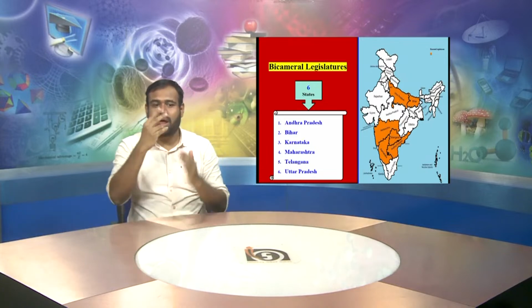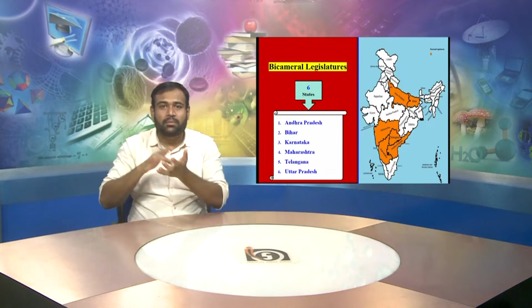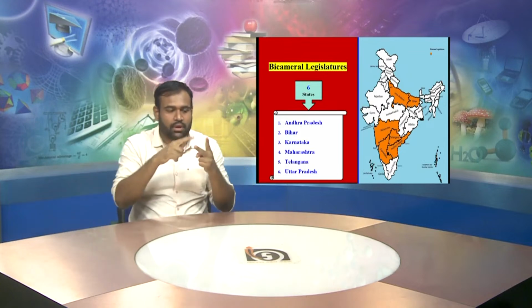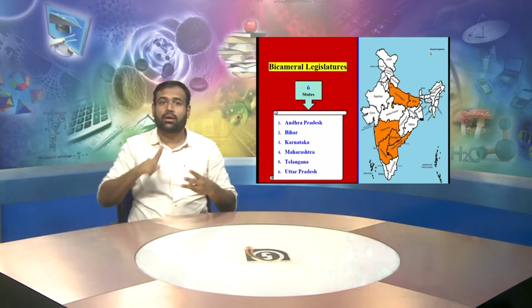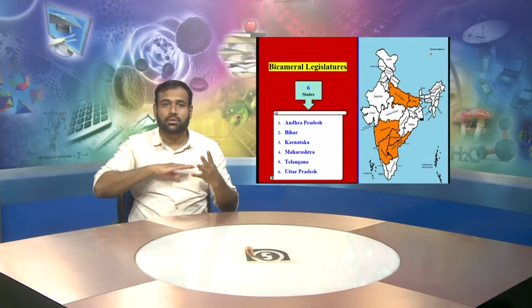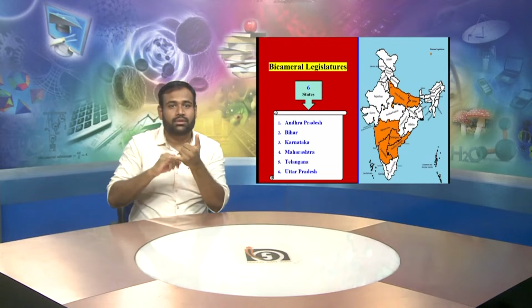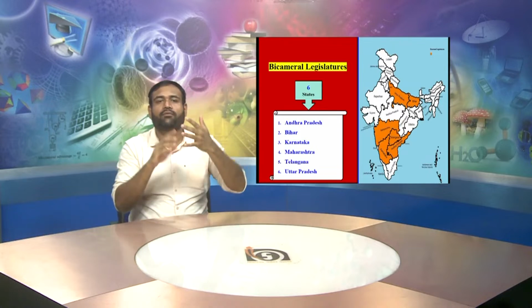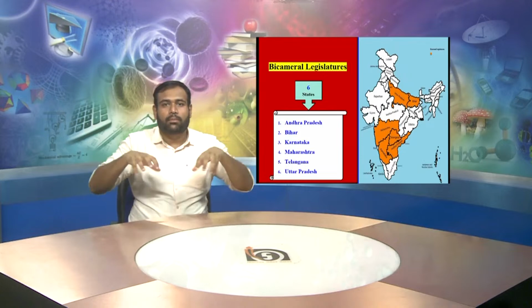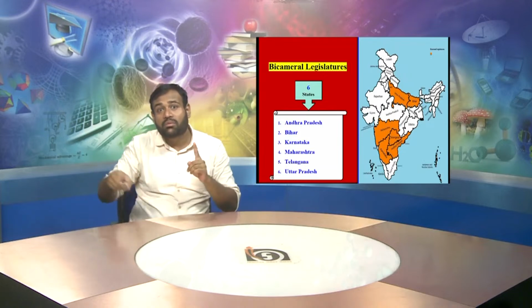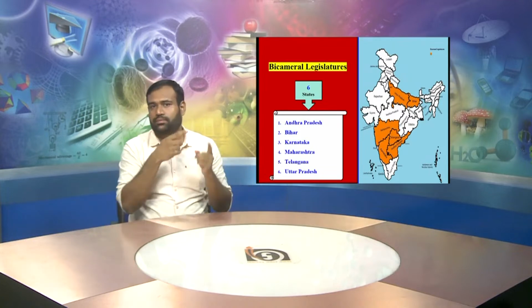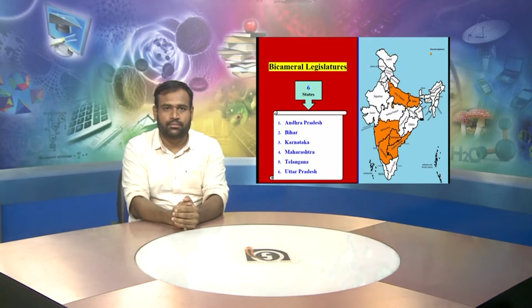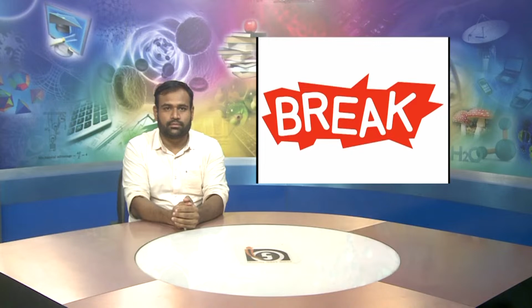We already discussed the bicameral legislature. We know that we have 6 states. You can see the names of those 6 states. They all have bicameral legislatures. Andhra Pradesh, Bihar, Karnataka, Maharashtra, Telangana, Uttar Pradesh, they all have a bicameral legislature. We will take a break here.